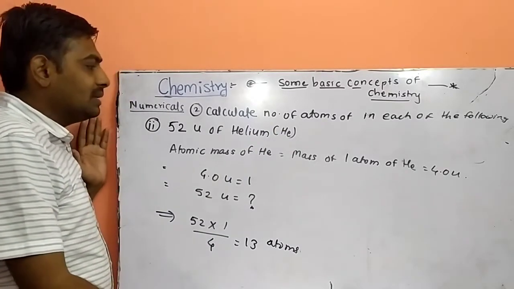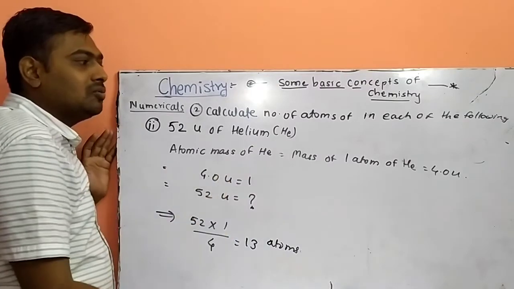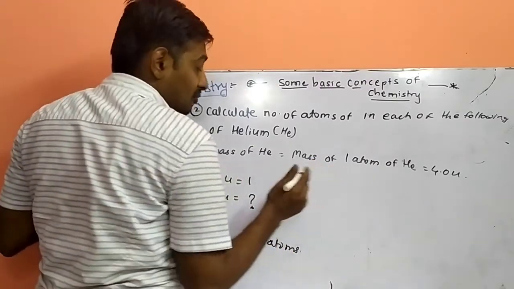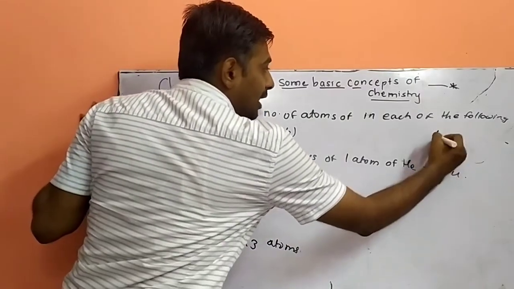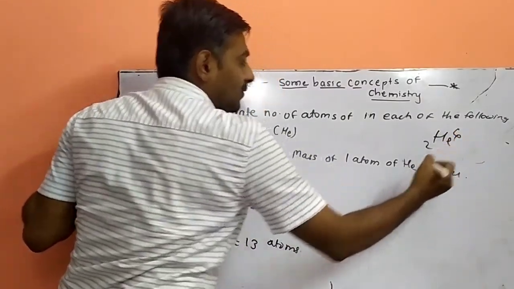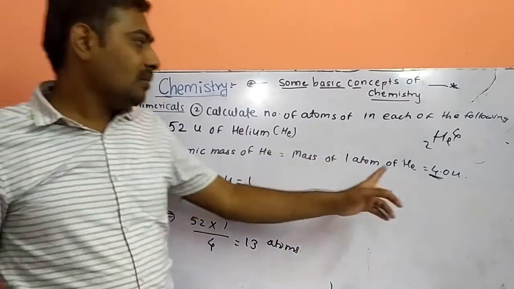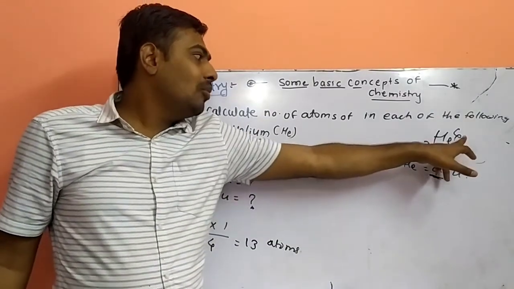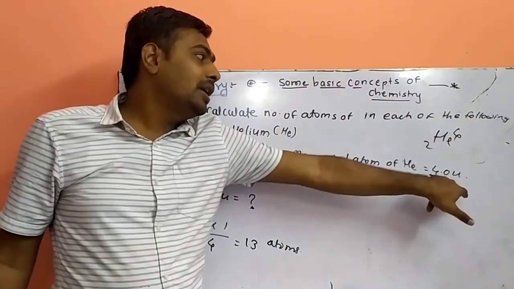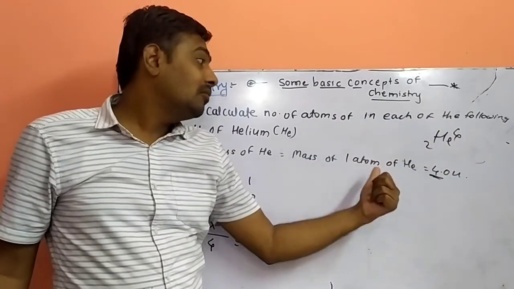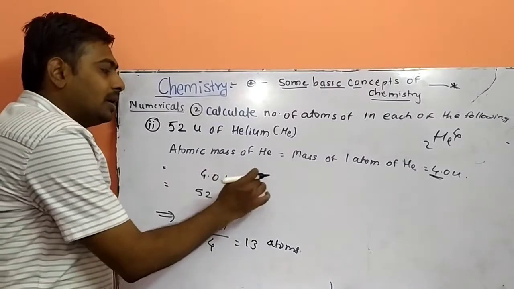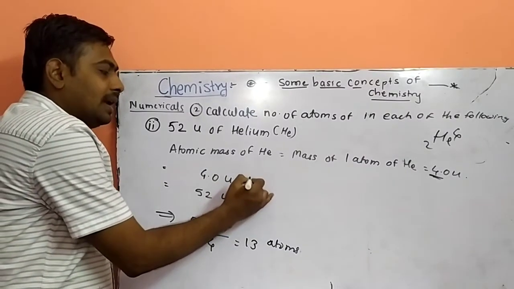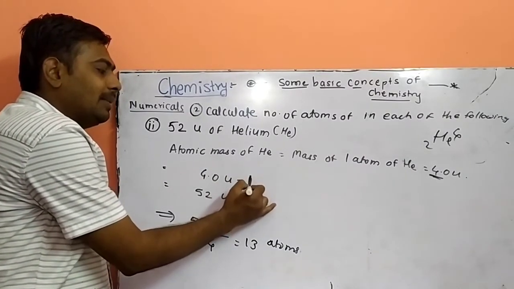So let's consider the atomic mass of helium. What is the mass of one atom of helium? Helium has atomic number 2 and atomic mass number 4. What does it mean? One atom contains 4 units of atomic mass. So 4 units contain 1 helium atom.